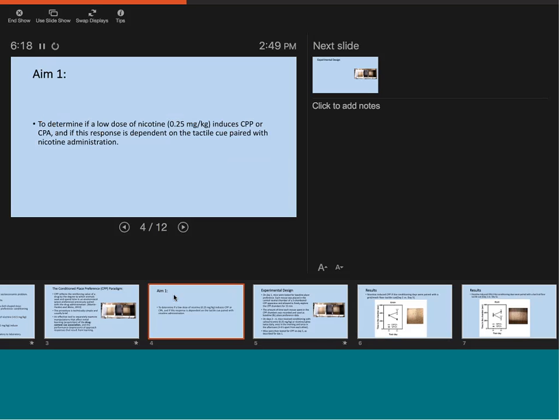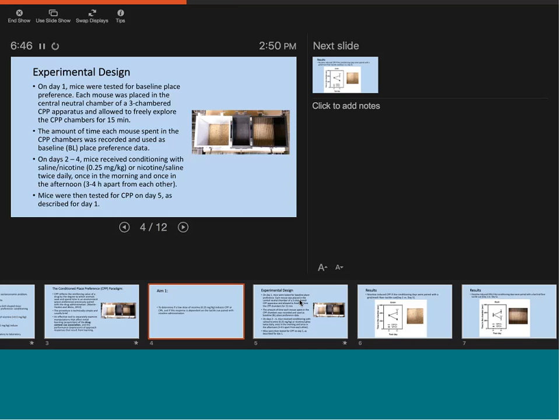Our first aim is to determine whether a low dose of nicotine at 0.25, which other labs have found to be rewarding, induces CPP or CPA in our paradigm, and whether this response is dependent on the tactile cue it's paired with, the bar or grid side.